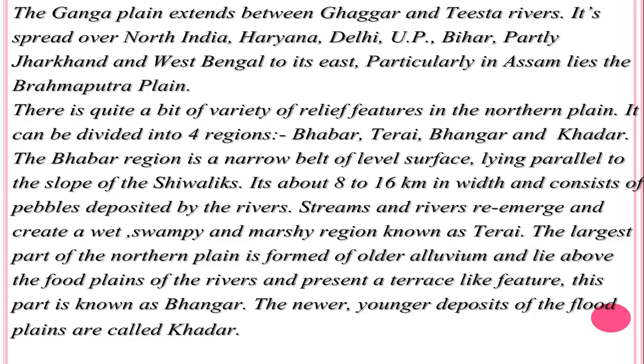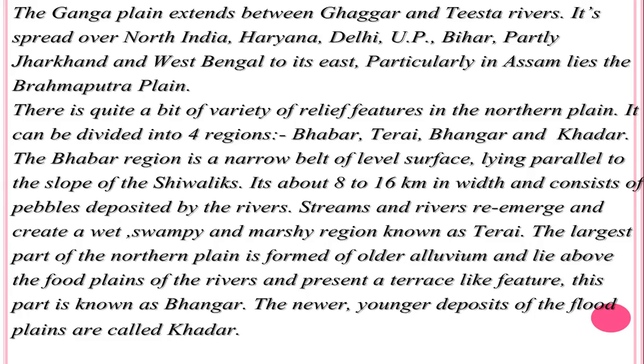There's quite a bit of variety of relief features in the northern plain, and it can be divided into four regions: the Bhabhar, Terai, Bhangar, and Khadar. The Bhabhar region is a narrow belt of level surface which lies parallel to the slope of Shivalik. It's about 8 to 16 kilometers in width, and it consists of pebbles deposited by the rivers.